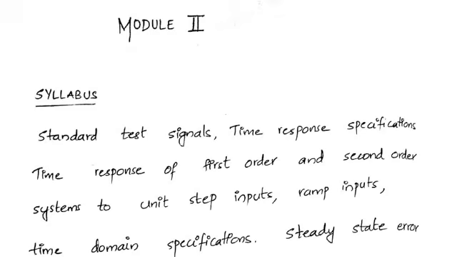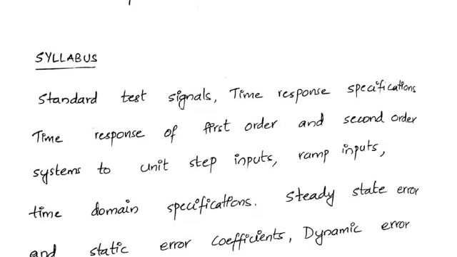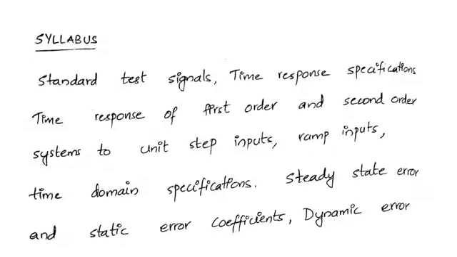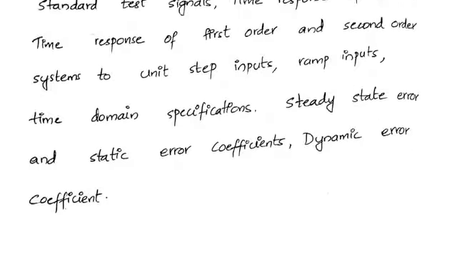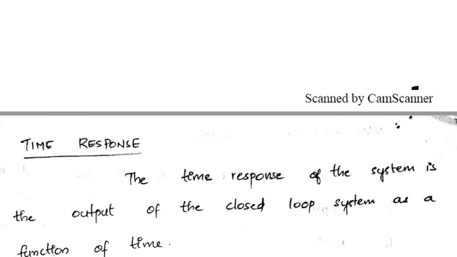Today we are going to start our second module, and the syllabus actually covers the standard test signals, time response specifications, time response of first order and second order systems to unit step input as well as unit ramp input. Then we have the time domain specifications, steady state error and static error coefficients, and finally the dynamic error coefficients. So these are the topics that will be covered in the second module. So we will start with the time response.